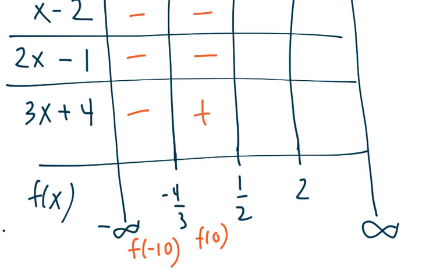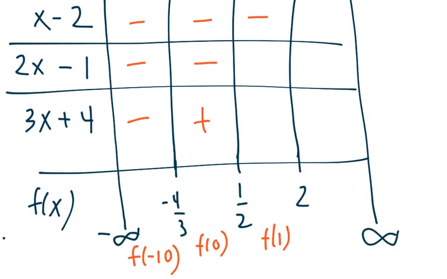Then from 1/2 to 2, the easiest option to plug in will be 1. 1 minus 2 is negative. 2 times 1 minus 1 is positive. 3 plus 4 is positive. Then here I'll plug in f of 10. 10 minus 2 is positive. 10 times 2 minus 1 is positive, and 30 plus 4 is positive.